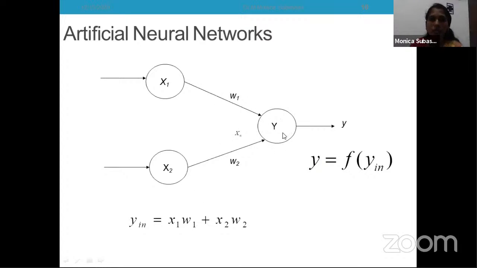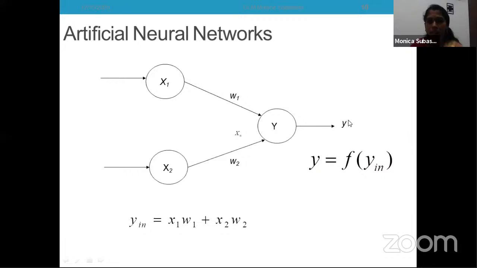What would be the formula for summing up this particular information? So you can apply the summation: x1, the product of input and the corresponding weight, and x2 into w2. You can just check out the formula here, x1 into w1 plus x2 into w2. So in that case, it is the summation of the product of inputs and their respective weights. That is how we calculate the net input. Yn is otherwise known as net input.